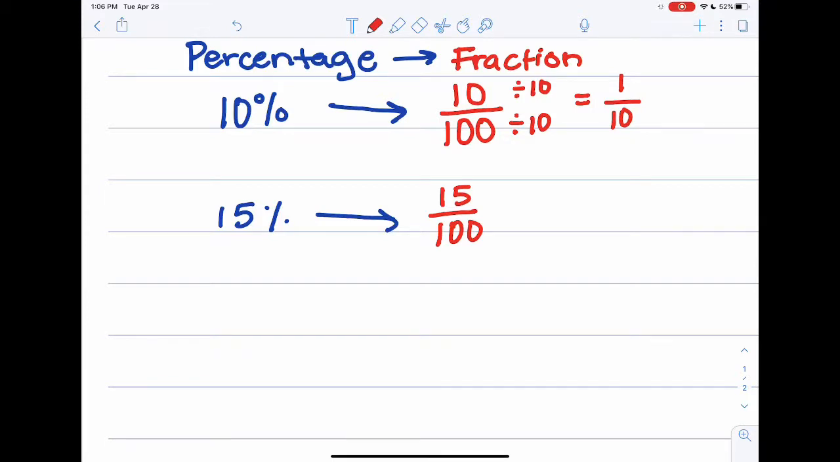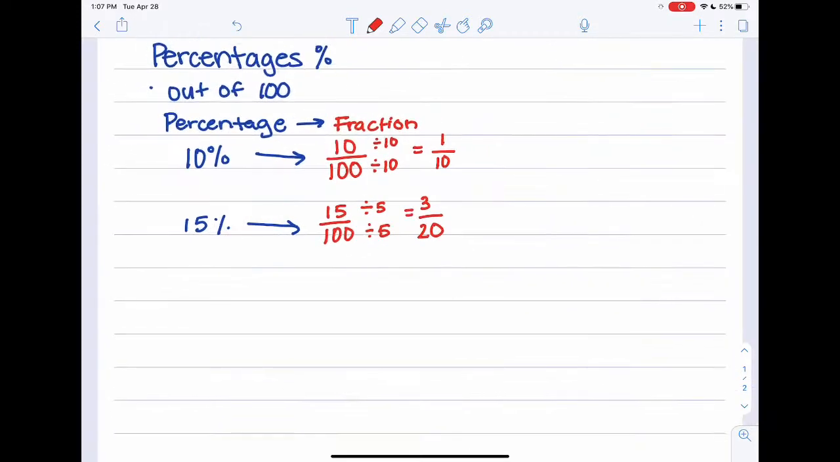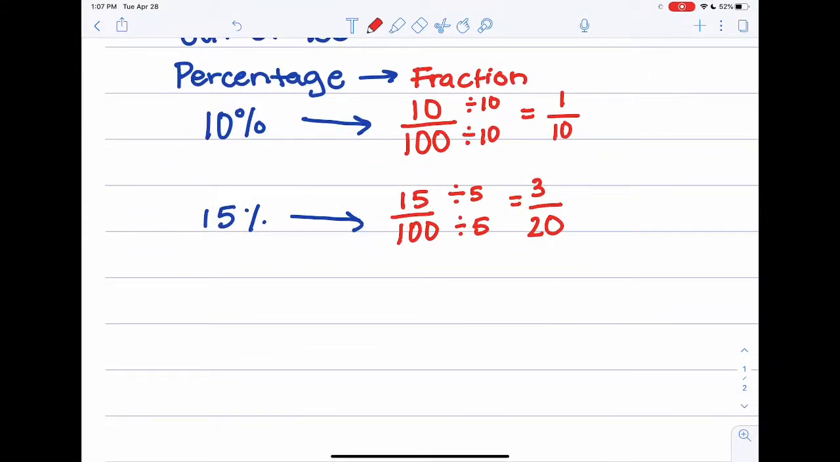So I can divide both the numerator and the denominator by 5. 15 divided by 5 is 3. 100 divided by 5 is 20. Okay, so my percentage 15% as a fraction can be 15 over 100 or 3 over 20.